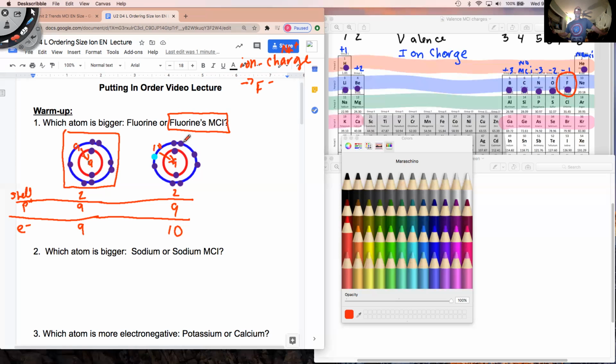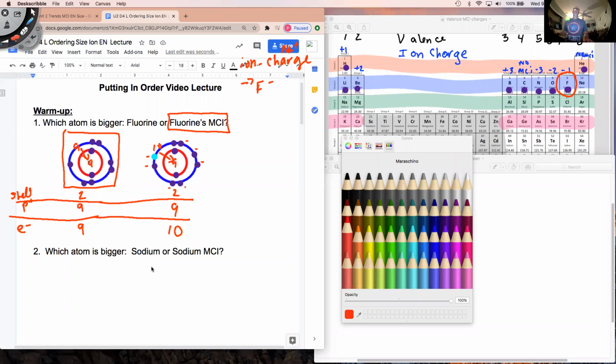And now there's lots of electrons out here. Remember, these are negatively charged. And those negatively charged electrons, they're going to be pulling against each other. There's lots of resistance, and it's going to be harder to pull those 10 electrons in. Okay, so let's take a look at the next one.